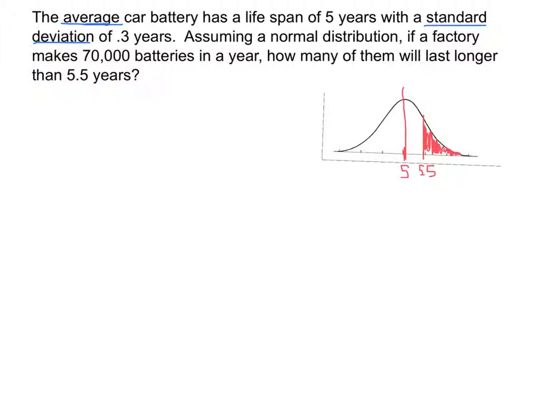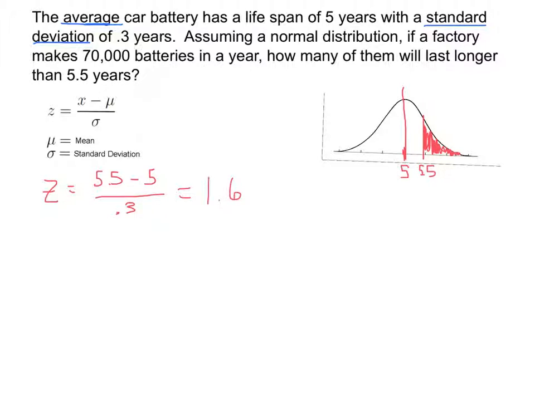So let's go ahead, we'll pull up our formula for our z-score and we'll calculate it. So here we have z is equal to x minus mu over sigma, where mu is the mean and sigma is the standard deviation. So for our purposes, we now have z is equal to 5.5, that's our x, minus mu, our mean is 5, over 0.3, that's our standard deviation. When we compute that, we get 1.66666, which we round to 2 decimal places, and that becomes 1.67.